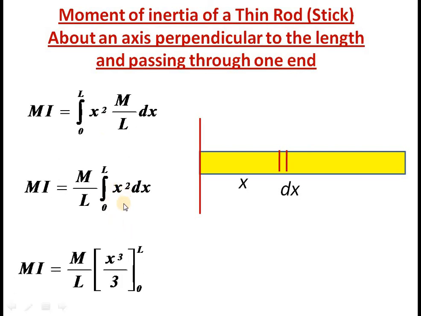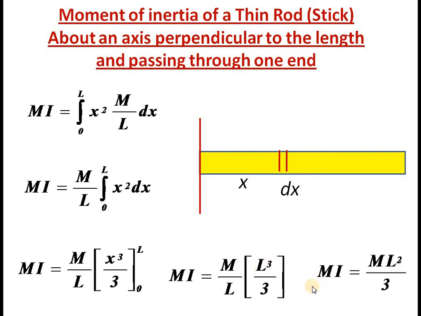Okay, and on integration of x square we get x cube by 3. Your limits go from 0 to L, and of course you can replace x with L, giving L cube by 3. So a simple modification gives the moment of inertia of the rod equal to ML square by 3. This is the moment of inertia of the rod with respect to an axis passing through one edge.